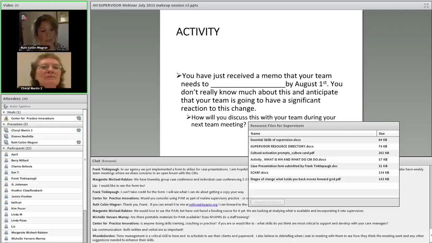So this one I think is important. You've just received a memo that your team needs to do X, Y, and Z. You can come up with it whatever you like in your mind. If there's something new that you know is coming for your team right now, put that in that space. Something that's real to you as a supervisor. And then we ask them, and by the way, that was back a few months ago, so it won't be August 1st. Let's pretend it's October 1st now. That gives some time for you. You don't really know much about this, whatever it is, and you anticipate that your team's going to have some significant reaction to it. The important question is, how are you going to bring this to your team?